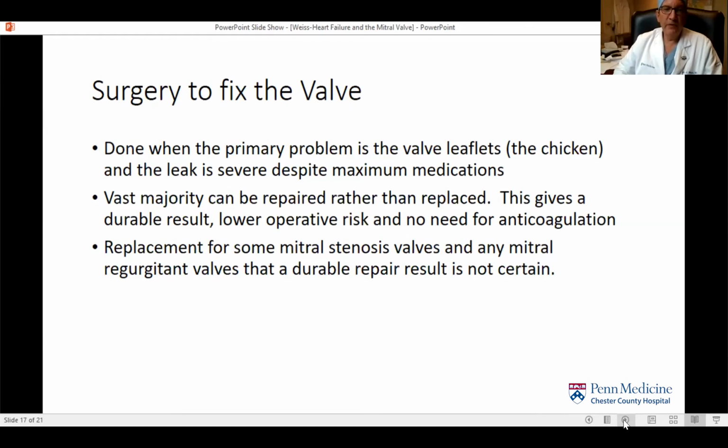And we can repair some stenotic valves too, but 60% of the time we can't repair it and have to replace a stenotic valve. Next slide, please.